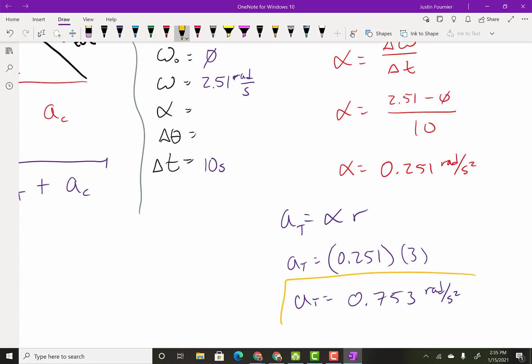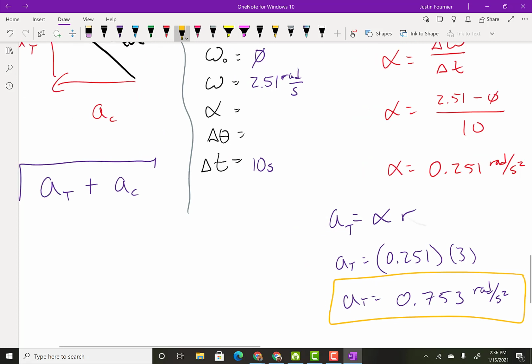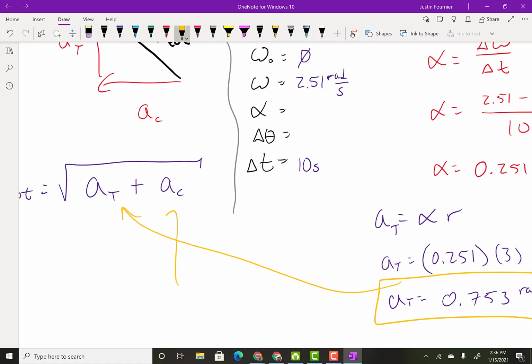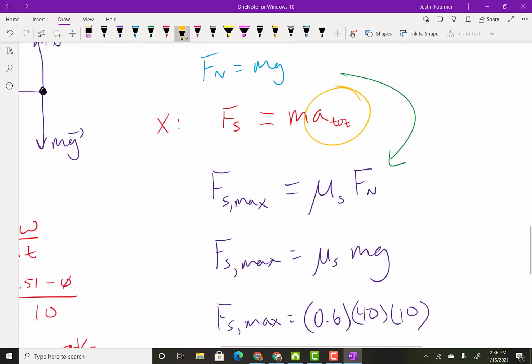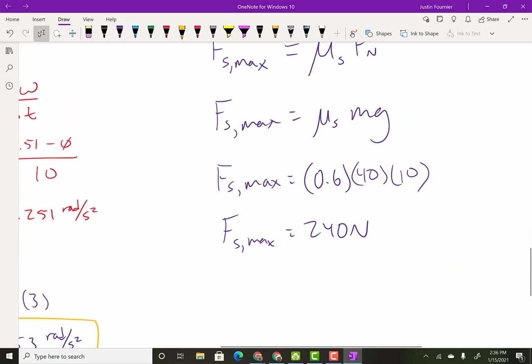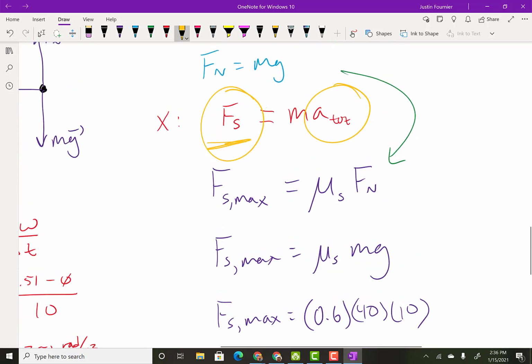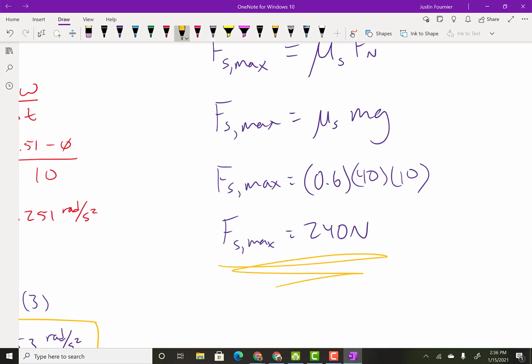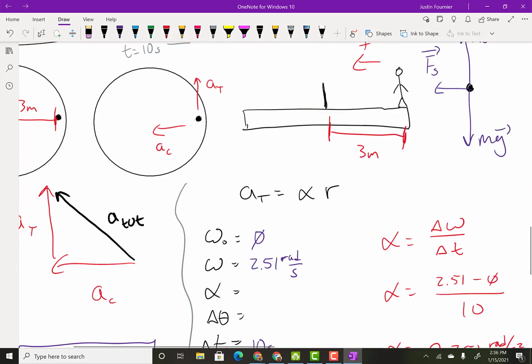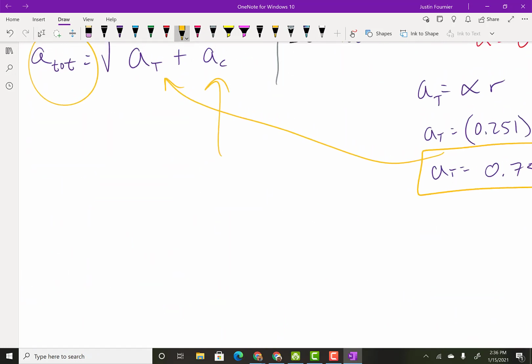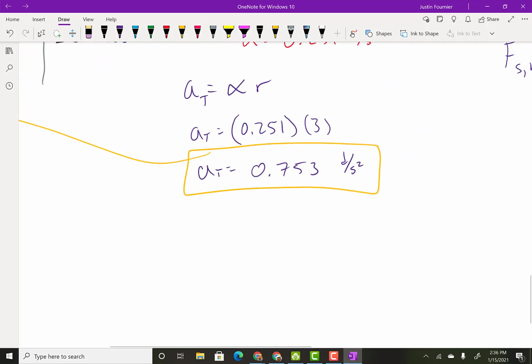I'm going to hold on to this now, because if I get this, I plug it in here. All I need now is my centripetal acceleration. Once I have the centripetal acceleration, I'll have the total acceleration, and then I can plug everything in and compare this value to the maximum that the force can be. So let's go ahead and do that. Now, centripetal acceleration.